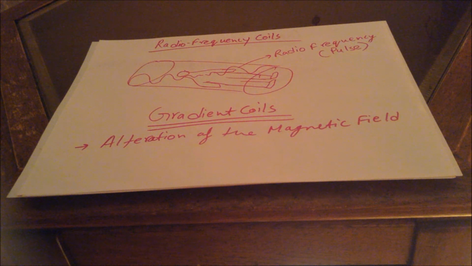While this is happening, the gradient coils are activated. Gradient coils are used for the alteration of magnetic fields. Why is it important to cause alteration in magnetic fields? By doing that, doctors can specifically focus on any selected part of the body. It could be any tissue or any part of the body, and then the data collected is sent to a computer, which converts that data into an image.